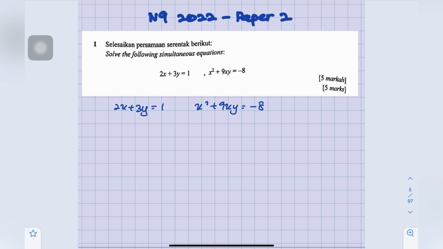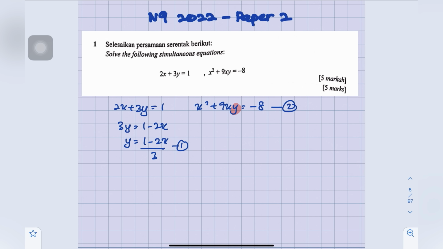Okay, from equation number 1, we need to choose x or y to be the subject of the formula. But if you refer to equation number 2, it's easier to choose y as the subject because there is only one substitution involving y. So from the first equation, we make y the subject. So 3y equals 1 minus 2x. So y is (1 minus 2x) over 3. This is equation number 1 and this is equation number 2.